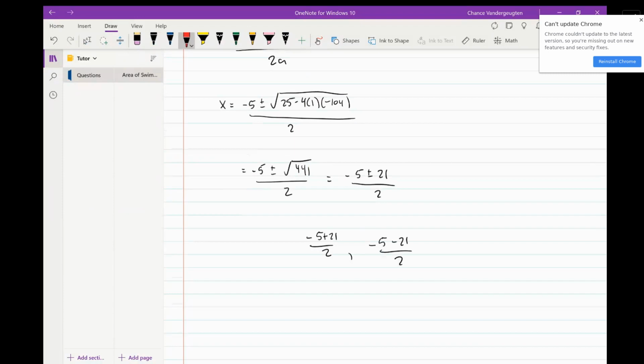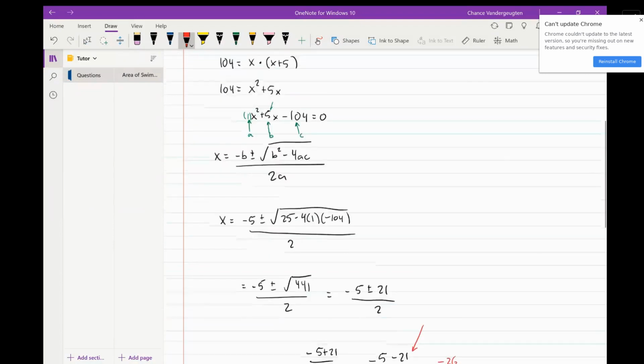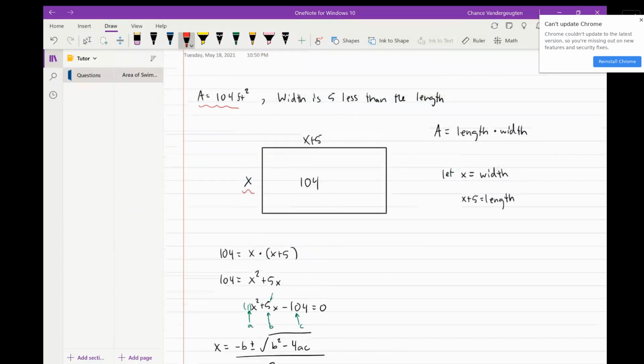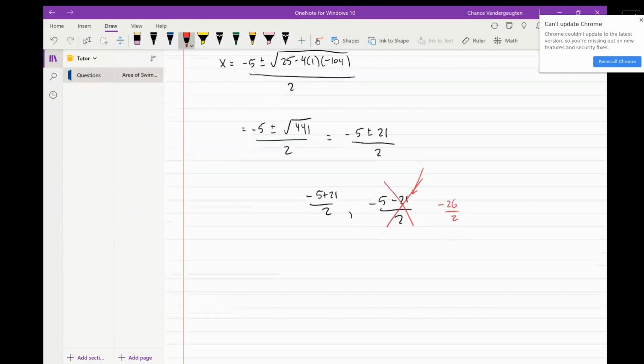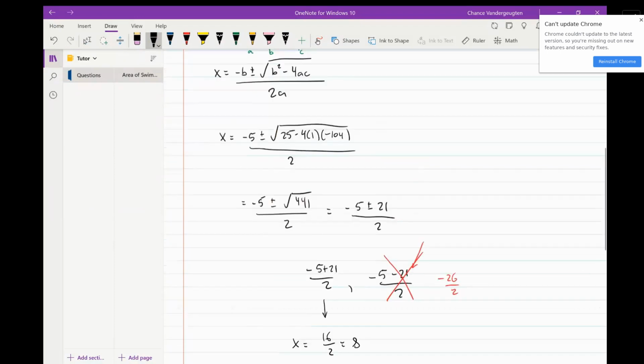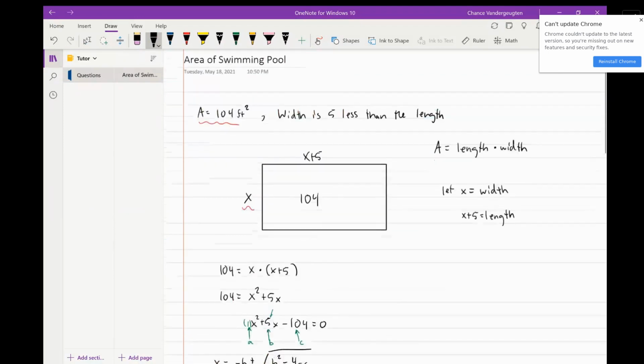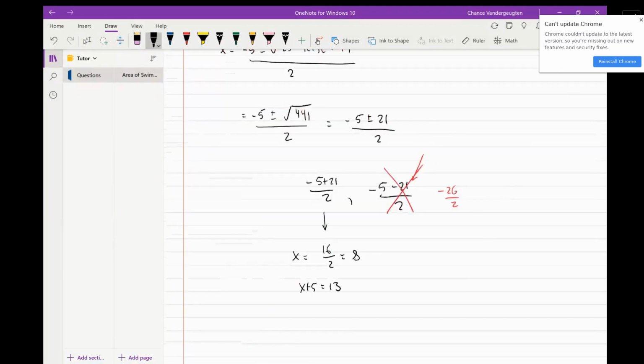Now, this answer right here, because you're going to end up with negative 26 over 2, but because this answer is negative, we can't possibly have a negative length. So we are going to just eliminate that guy right there. And so if we simplify this, we get 21 minus 5, 16 over 2. So we have here x equals 8. And so our width is 8, and the length, x plus 5, equals 13.